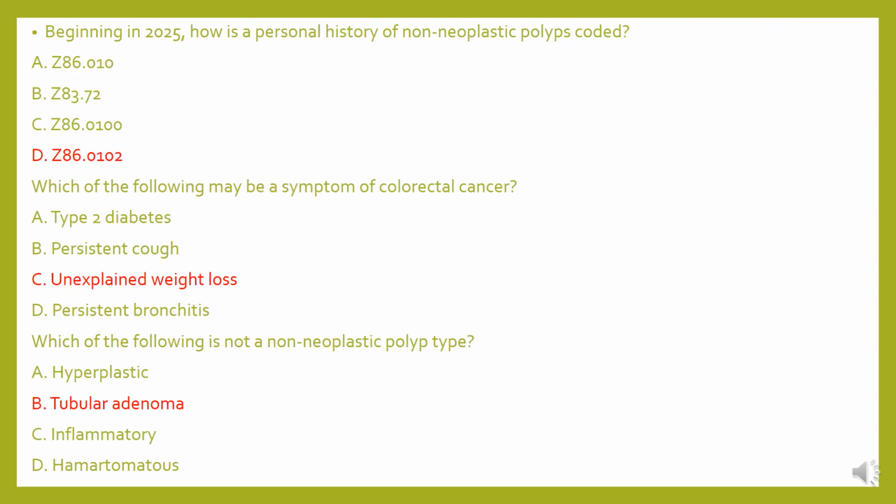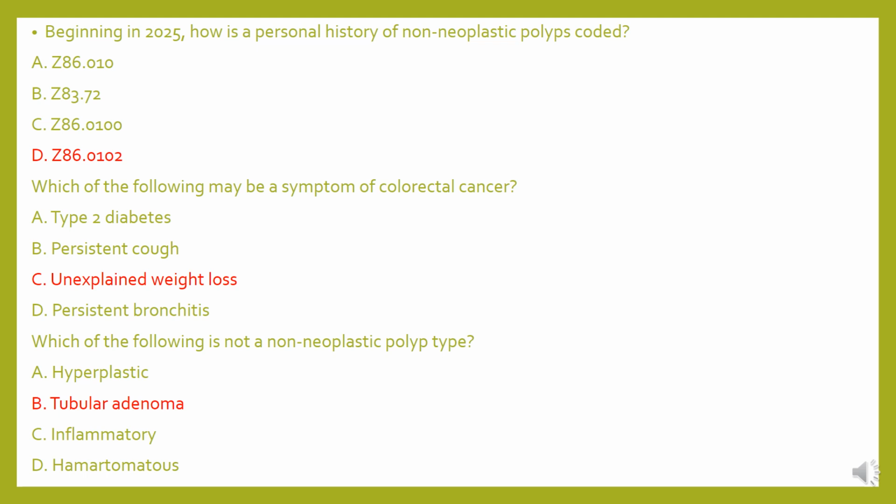Beginning in 2025, how is a personal history of non-neoplastic polyps coded? A. Z86.010, B. Z83.72, C. Z86.1100, D. Z86.102.